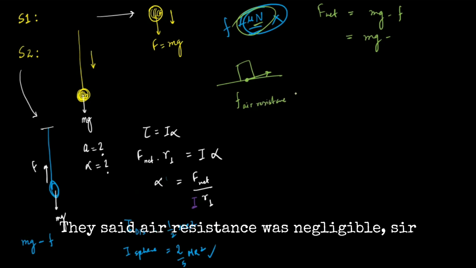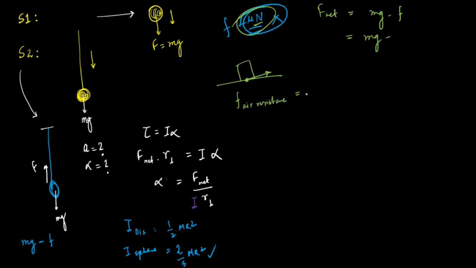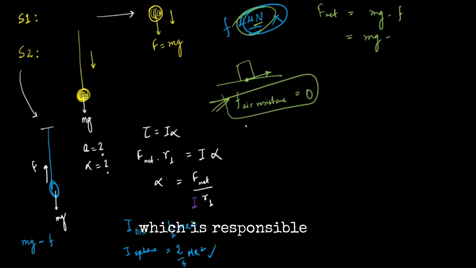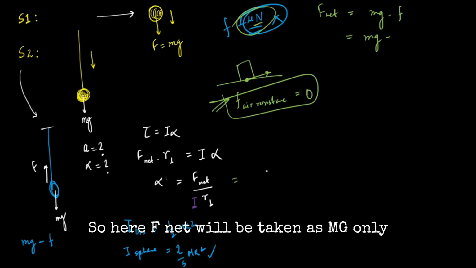They said air resistance was negligible, sir. Air resistance was negligible, so it is going to be zero. So the only force which is responsible for that object to go down is mg. So here F net will be taken as mg only.